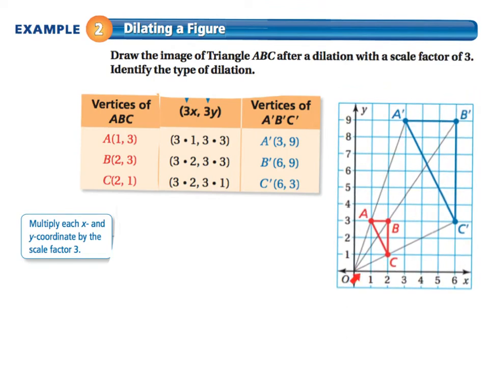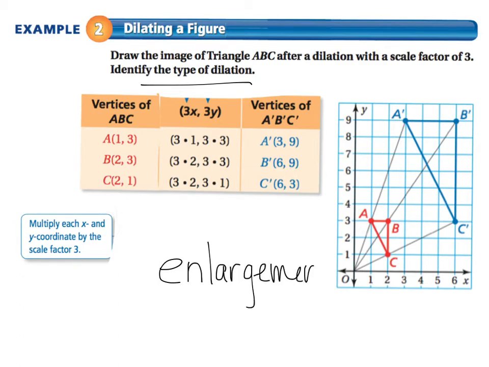Make note that you do not have to draw these lines, but it's good to look at to see that each of these represent the vertices that all meet at a common point, which is called what? What is this point called? The center of dilation. So what is this? Well, it got bigger. You multiply by 3. This is an enlargement.